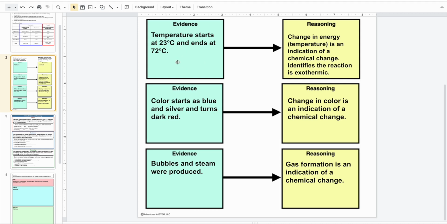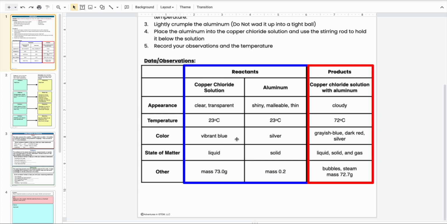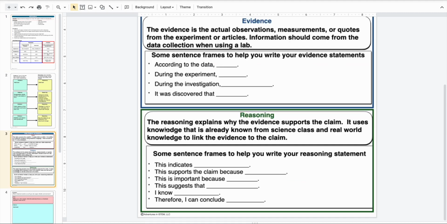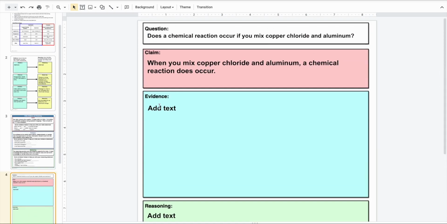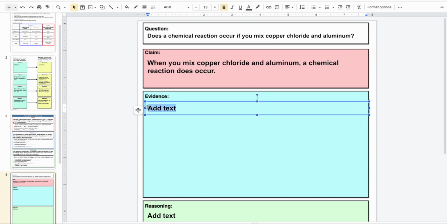So the words that I need to have here are the actual numbers, colors, observations that are found in the actual data table. It's not enough to say the temperature changed. How do you know that? You need to actually write the actual temperature at the beginning and the end to prove that the temperature changed. So evidence is all about proving what you're seeing, your observations. And again, you can use sentence starters here: according to the data, during the experiment, during the investigation. So I'm going to go ahead and write my evidence, and I'm going to include all three of those evidences.